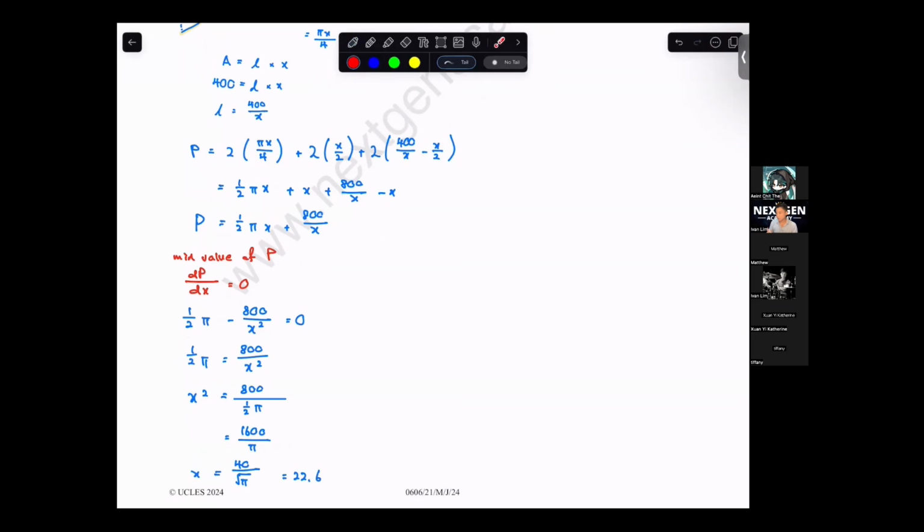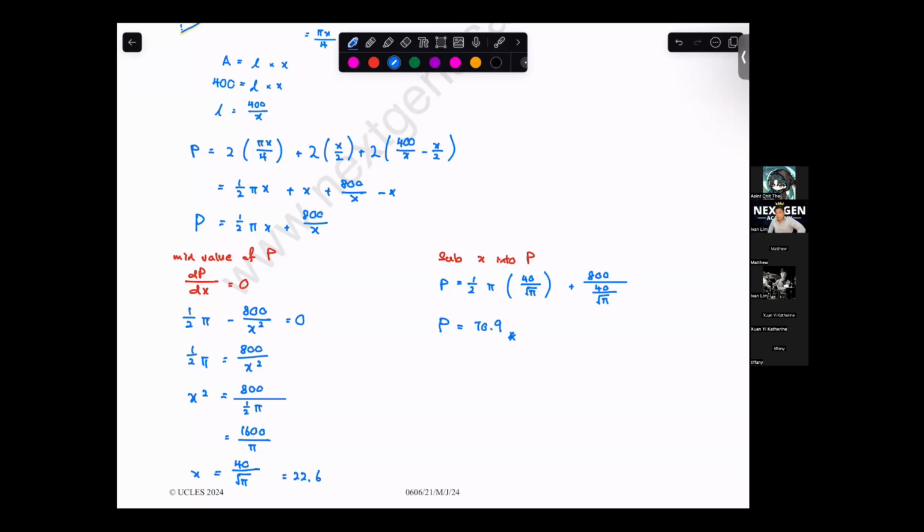So this is the x value, the x value where it happens to be the minimum, that will give you the minimum value of the perimeter. This is not the perimeter yet. So you need to substitute this x into p. Okay, so here the last one, sub x into p. p is equal to 1 over 2 pi times 40 over square root pi, plus 800 over 40 over square root pi. Calculate this entire thing on a calculator. You should get 70.9.